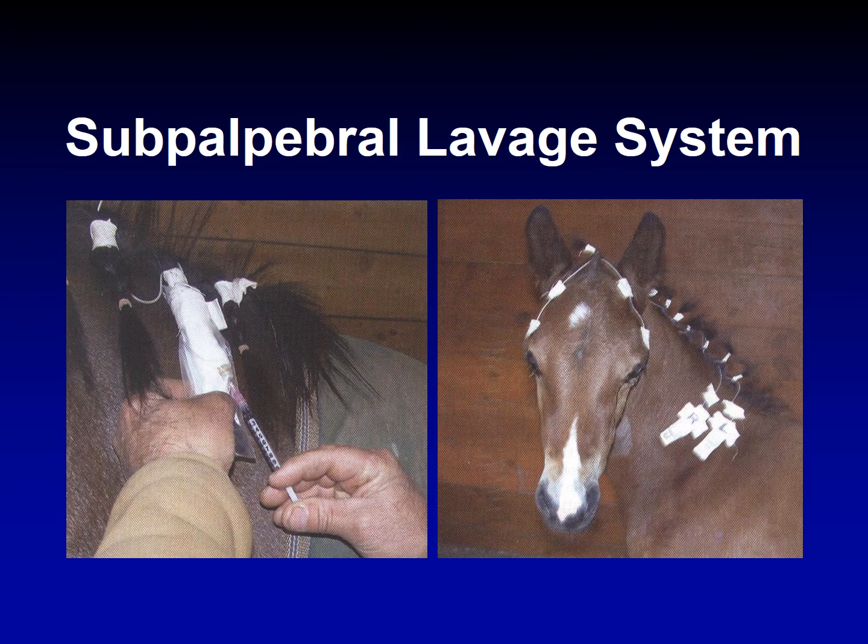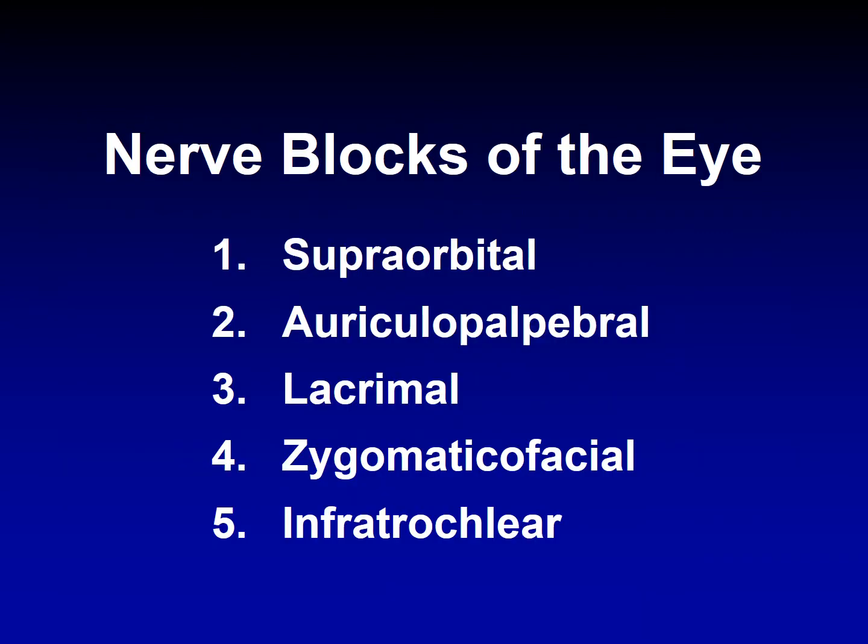So this demonstrates to you how important the eye blocks, if you will, or the nerve blocks around the eye are from a clinical standpoint. And so what are these nerve blocks? These are the 5 nerve blocks around the eye: supraorbital nerve block, auriculopalpebral nerve block, lacrimal nerve block, zygomaticofacial nerve block, and infratrochlear nerve block.